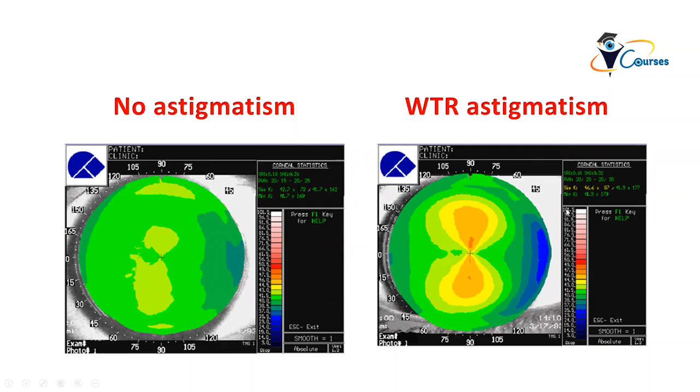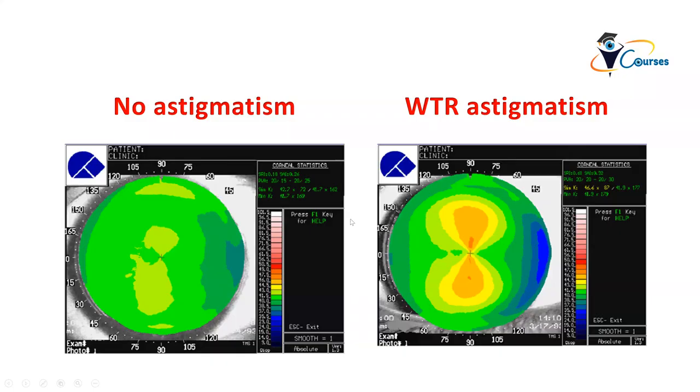For this patient, you can see that the K readings are 46.6 and 41.9. So there is like 5 diopters astigmatism, and this manifests by this symmetrical regular bow tie. This patient has vertical with-the-rule astigmatism.